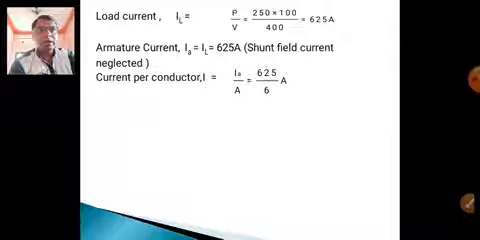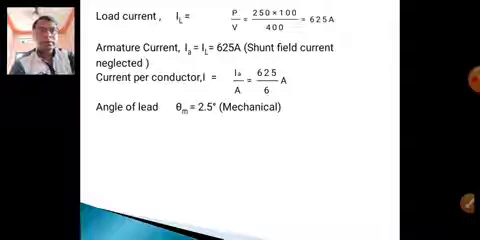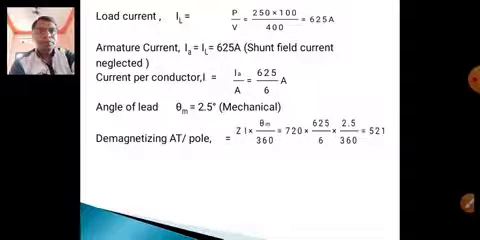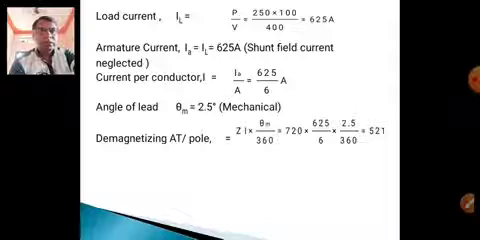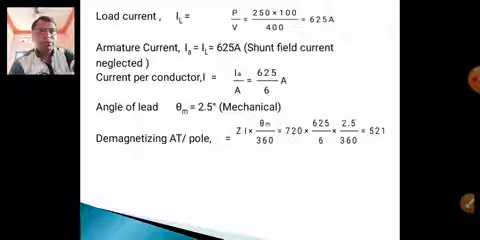So the current per conductor is I equal to IA by P in lap winding. Here A equal to P in lap winding. So 625 by 6 amps. The angle of lead is theta m equal to 2.5 mechanical degrees, given. So demagnetizing ampere turns per pole is Z into I into theta m by 360. Z is given 720, I equal to 625 by 6, theta m equal to 2.5 by 360. So we get the value of 521.